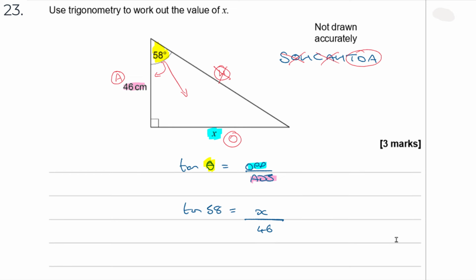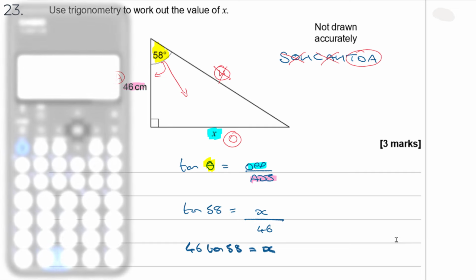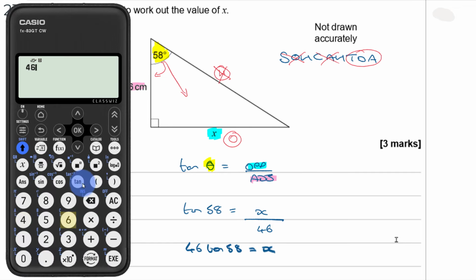Okay, rearranging for x, just cross multiplying that 46, I'm going to get 46 tan 58 is equal to x. So then typing that into the calculator, 46 tan 58, that comes out to be 73.6.